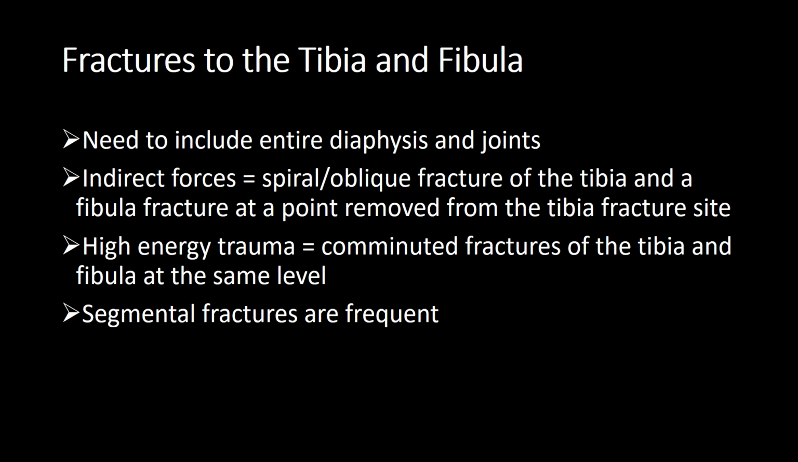In clinical practice, it's always vital that when you image the long bone, you always include the entire diaphysis as well as the joint at each end. Now, fractures to the tibia and fibula are frequent, and there are two types of forces that you tend to get. So with an indirect force, you tend to get a spiral or oblique fracture of the tibia, and then you get your fibular fracture at a point removed from the tibia fracture site. So that's essentially your bagel or ring injury, where you have disruption to your ring in two different points. However, with high energy trauma, you'll get a really comminuted fracture of the tibia and fibula at the same level.